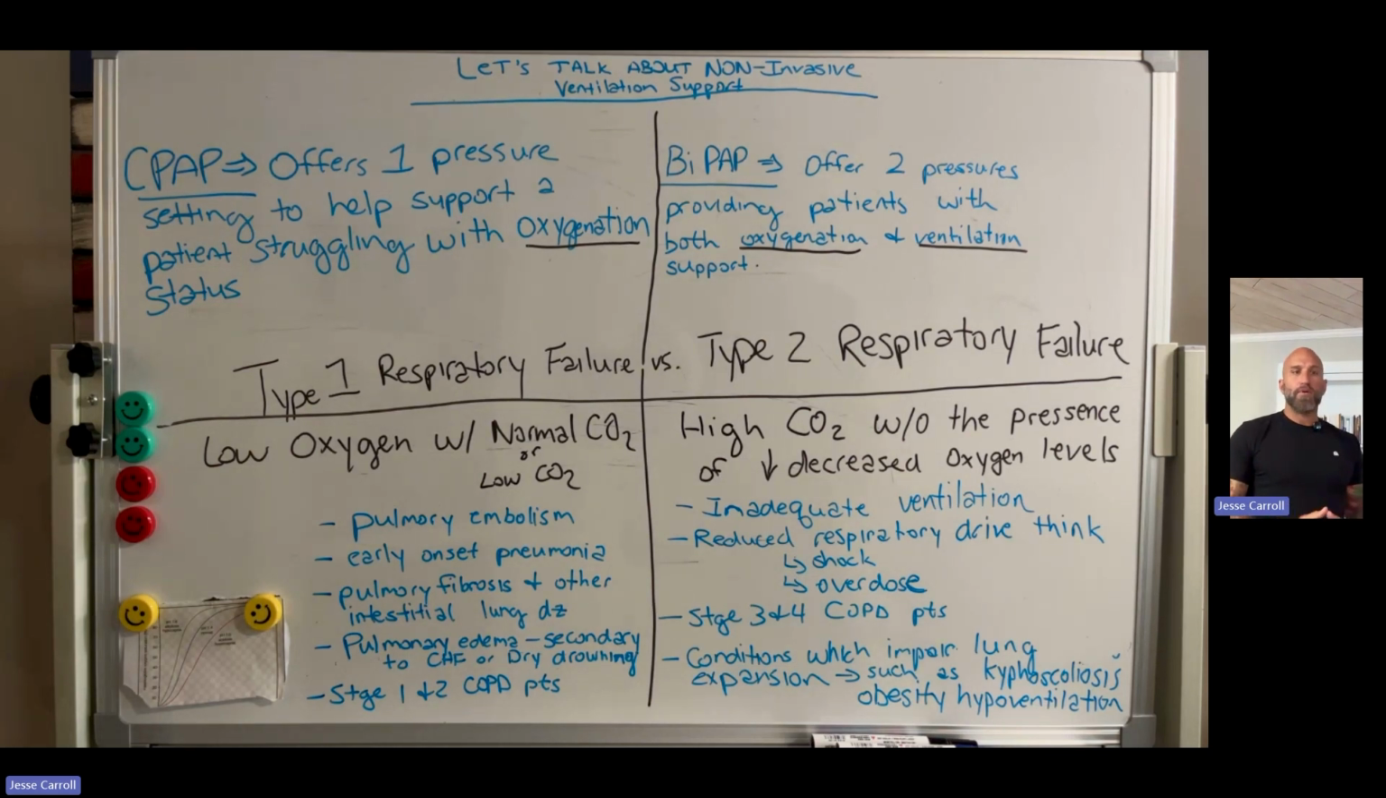And here are some examples of disease processes in each of the types of failure. So on the type 1 side, you're thinking pulmonary embolism, you're thinking early onset pneumonia, and these disease processes that I'm talking about that are traditionally impacted by type 1, when they become more chronic or more prolonged in their nature, they start to shift over into that type 2. So just put a pin in that, because we're going to come back to that later on in the class. So early onset pneumonia, pulmonary fibrosis, and other interstitial lung disease processes.